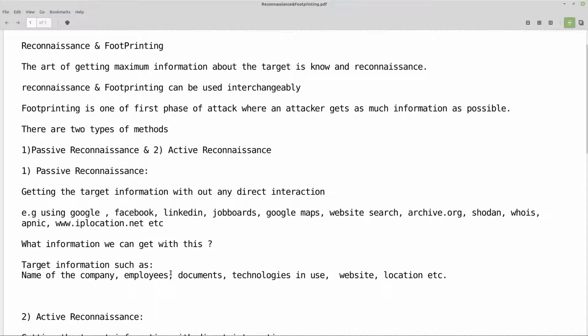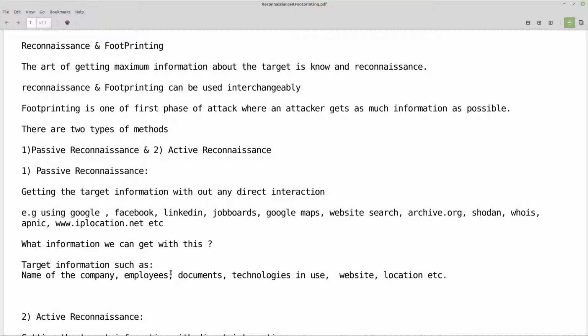The art of getting maximum information about the target is known as reconnaissance. Reconnaissance and footprinting can be used interchangeably. You can use footprinting or reconnaissance; basically, both are the same. These are the first phases of an attack where the attacker gets as much information as possible. And once you have this information, you will keep it safe for further steps.